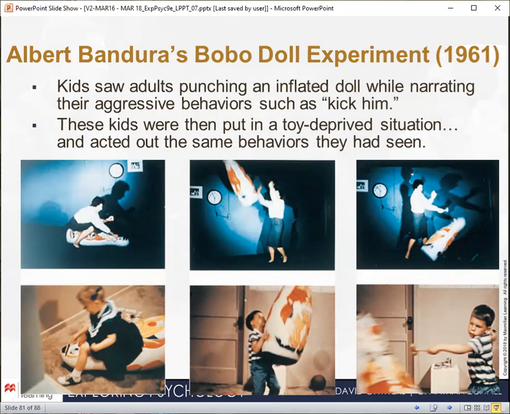Then they put the kids in a situation where they would get frustrated, and they wanted to see what the kid would do in the presence of the doll. And these are some examples of what the kids did. They acted out those behaviors that they, quote, learned from observing the videos of the aggressive interactions.